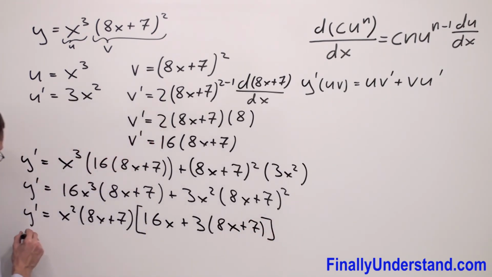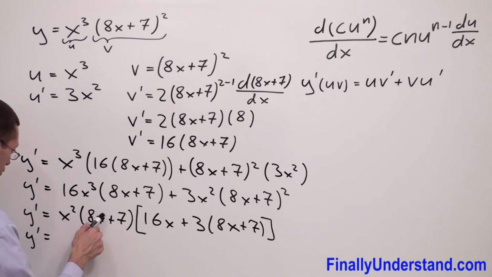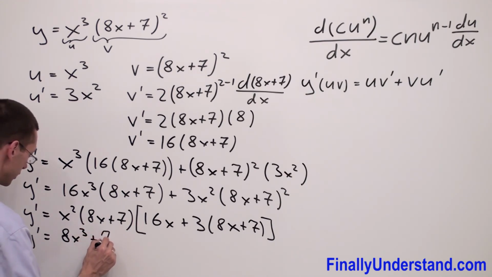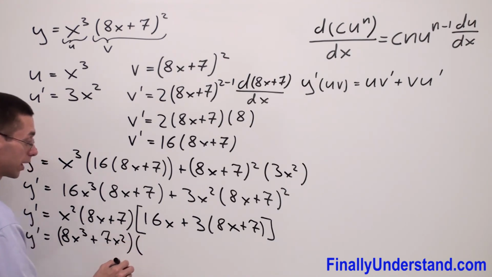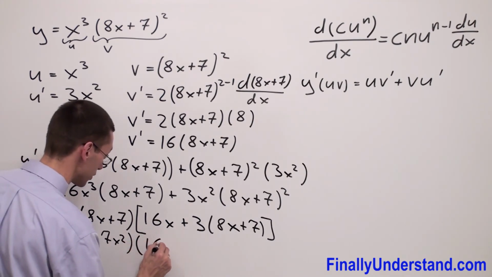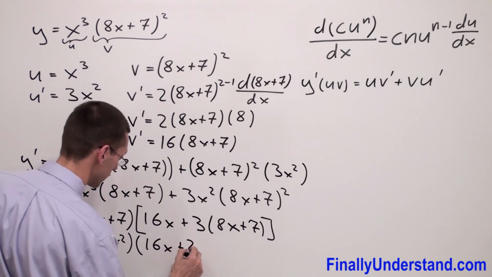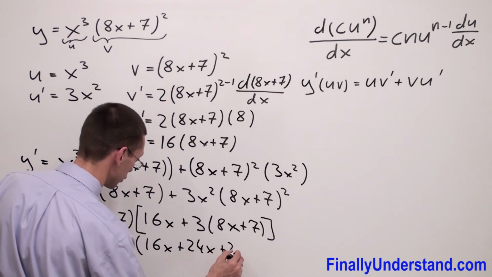Okay, so I have y prime is equal, we can distribute this x into the parentheses, so we're going to have 8x cubed plus 7x squared, times 16x plus 24x plus 21.